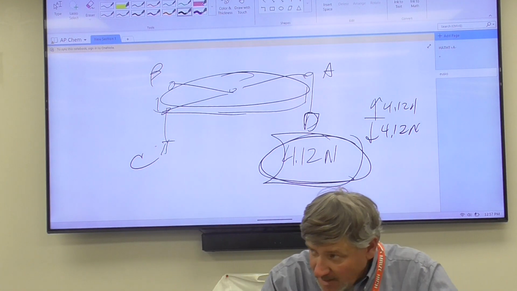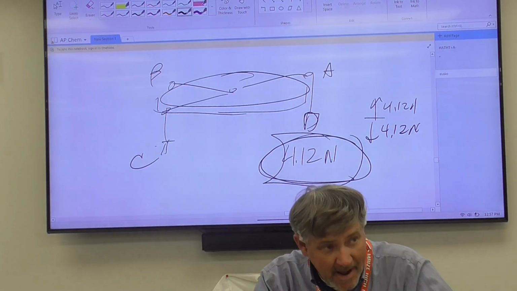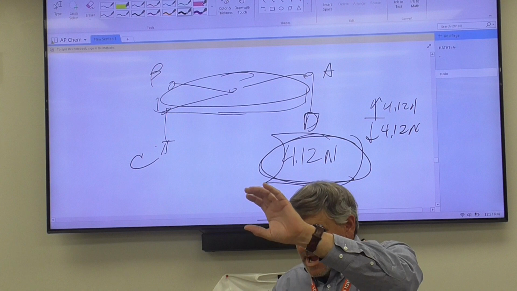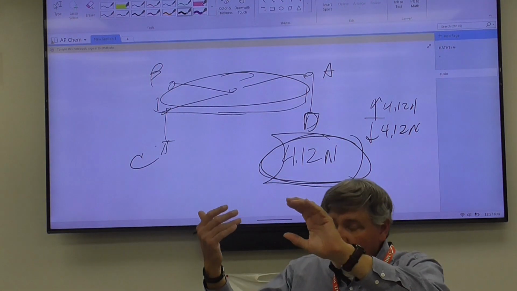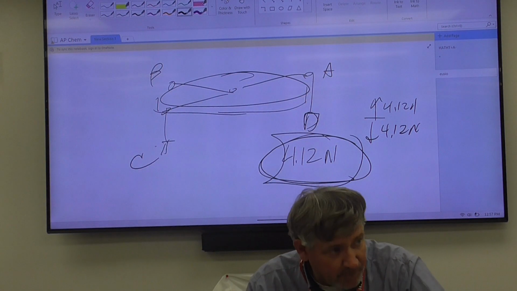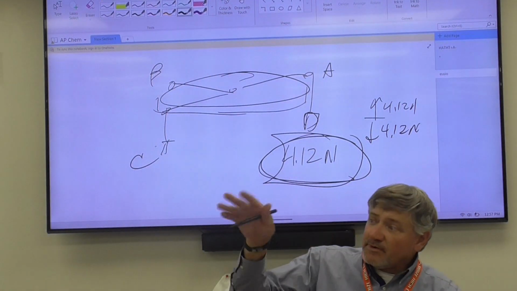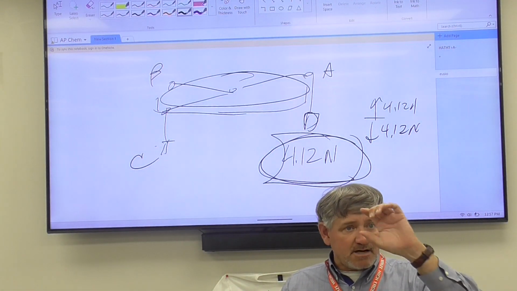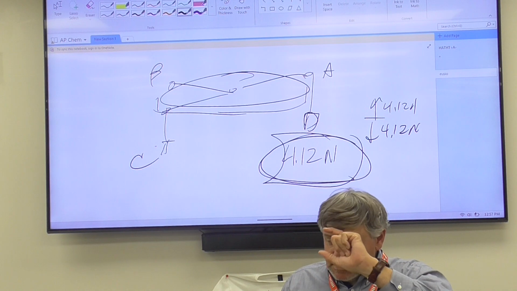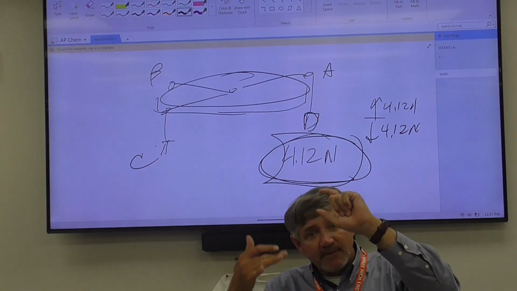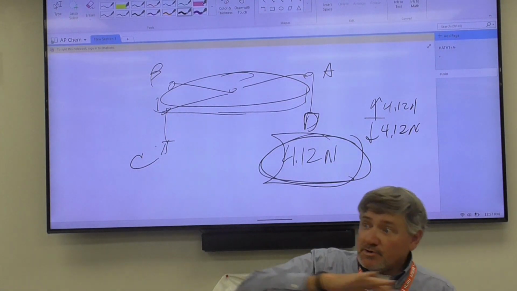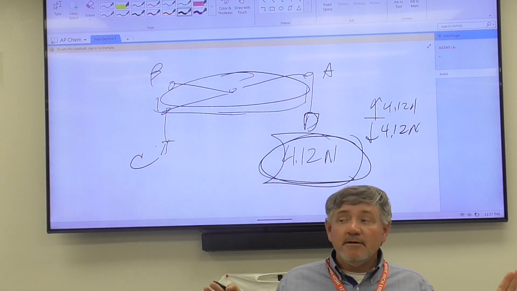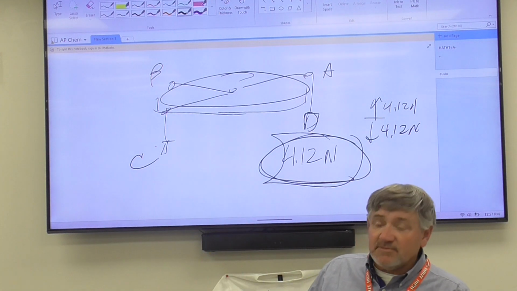If the Earth is pulling down on the mass with a 4.12 newton force, that means the mass is pulling up on the Earth with a force of 4.12 newtons, okay? And this is what we call long-range force, because there's no direct contact between that object that's hanging from the end of the string and Mother Earth, okay? You can move your hand in between. It wouldn't disturb it at all, okay? So that's what we call long-range force.